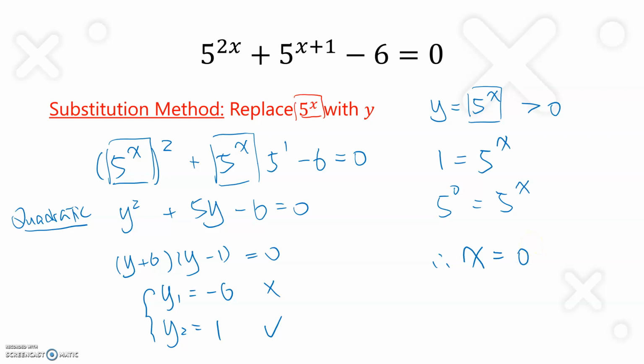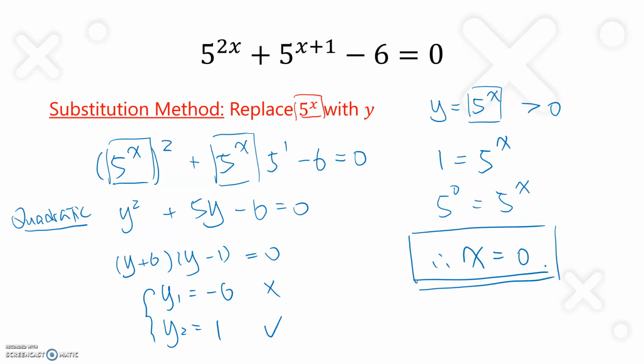Now, if we apply this back into the equation, you'll see it works, because 5 to the power of 2x will be 5 to the power of 0, which gives us 1. And 5 to the power of x plus 1 will be just 5. And then take away 6 will equal exactly 0. That's the same on the right hand side. So by checking that, we know the solution actually works. This would be the final solution to this equation.